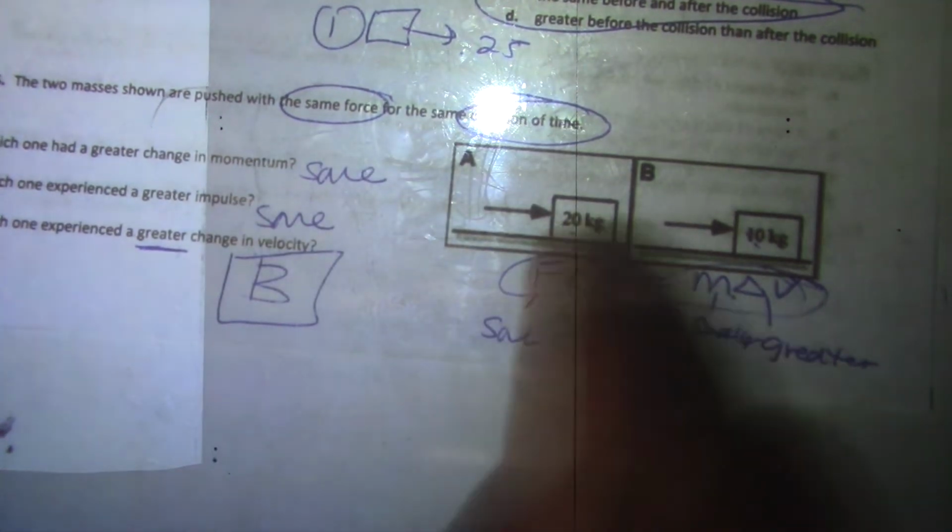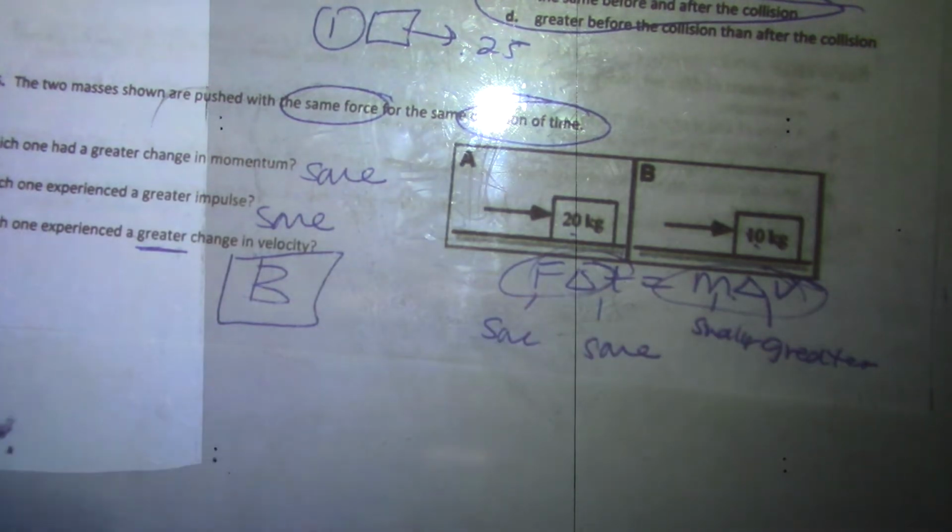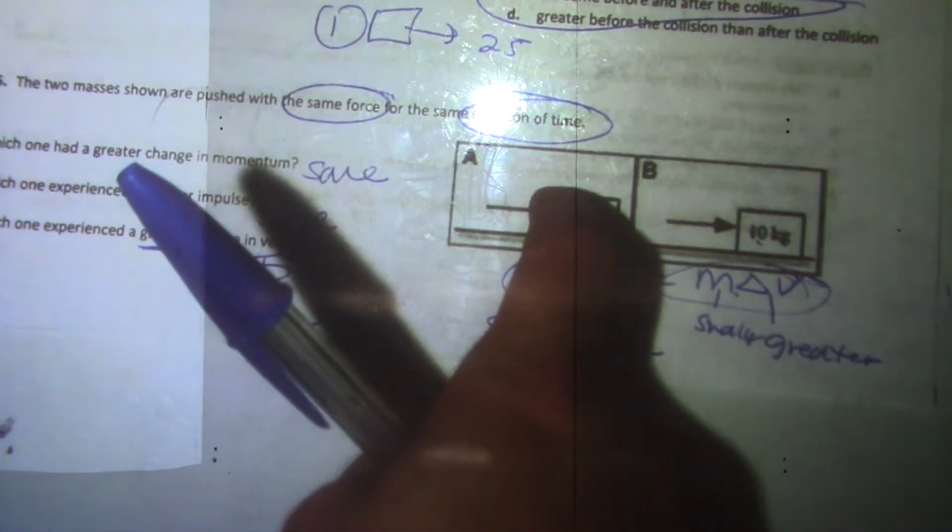And this should make sense, just common sense wise, right? If I have two objects, I push them with the same force for the same amount of time, then the smaller mass is going to be faster after that than the heavier mass would be.